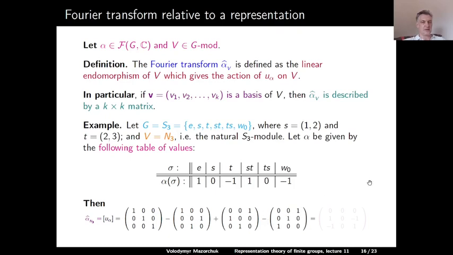So taking this linear combination, we get the matrix 0, 0, 0, 1, 0, minus 1, minus 1, 0, 1. This is the Fourier transform of our element alpha relative to the natural module N3.